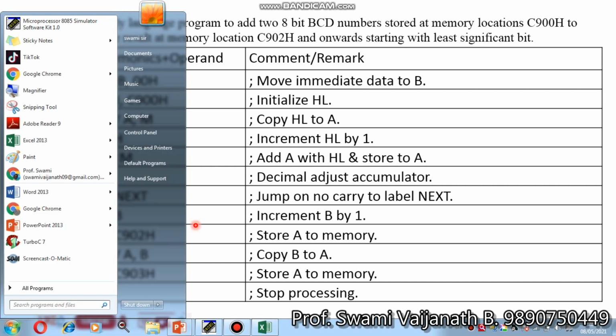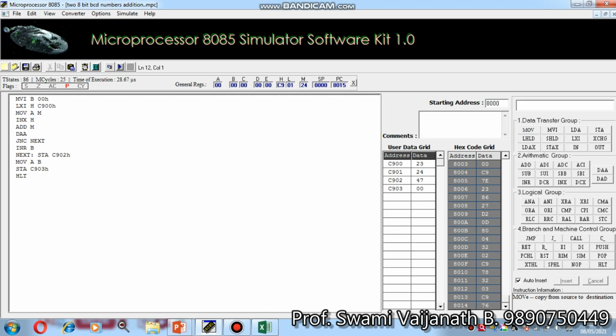How is it? See by simulator programming. Here all things are given. MVI B clears the B register, LXI H initializes HL, MOV A,M copies the content of M to A, INX H increments HL by 1, ADD M adds the content of A and the content of M and stores it in A. DAA is required because we add BCD numbers, that is, it adjusts your hexadecimal number to a BCD number. JNC is jump on no carry, and if carry then increment B, and if no carry the LSB result is stored to C902H, and if carry then the carry content is stored in B, copied to A and stored.